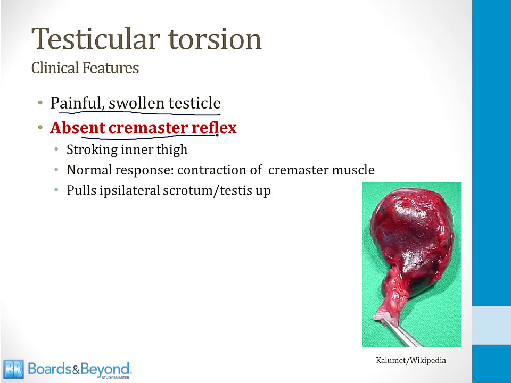So to invoke the cremaster reflex, you stroke the inner thigh, and a normal response is contraction of the cremaster muscle, which will pull the ipsilateral scrotum and testis up. So on the same side as the thigh that you stroke, the scrotum and testis will pull up. This will be absent or missing in cases of testicular torsion.